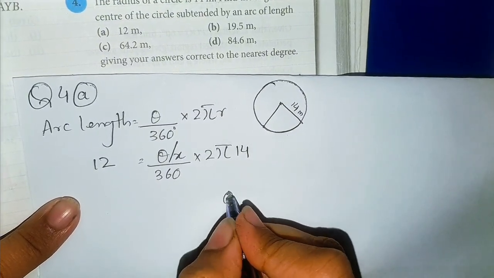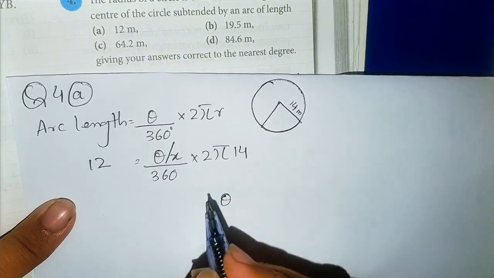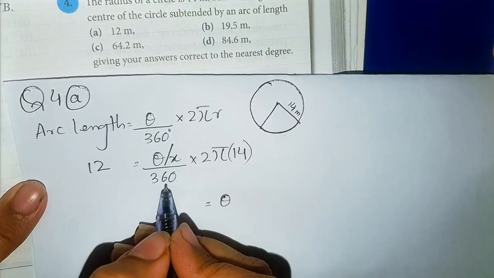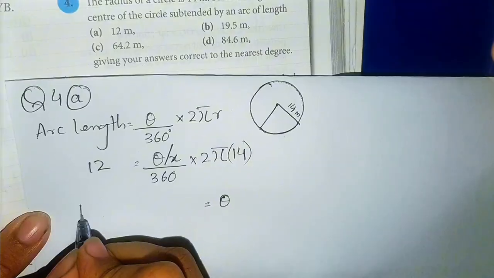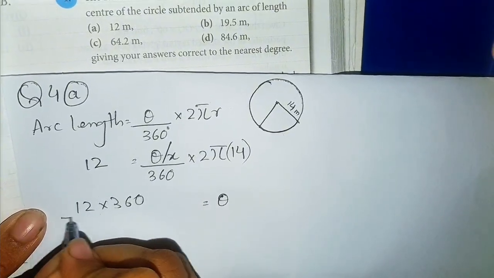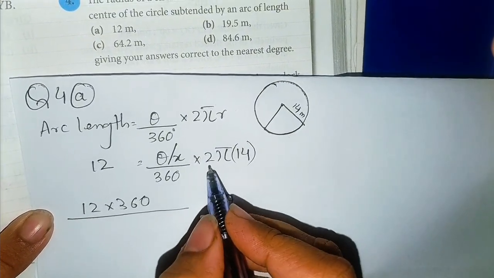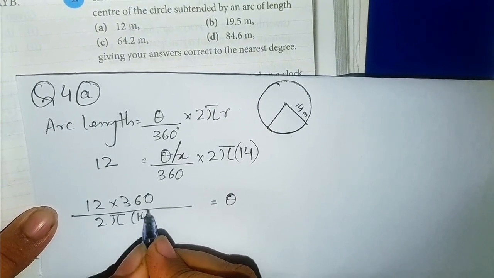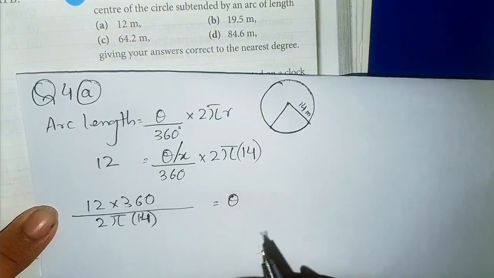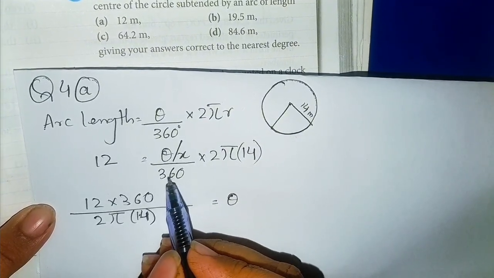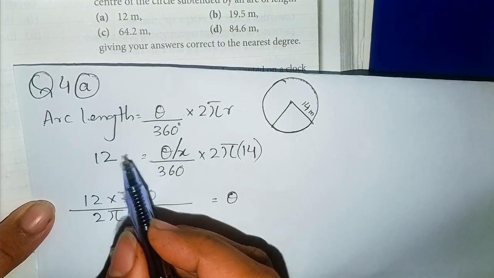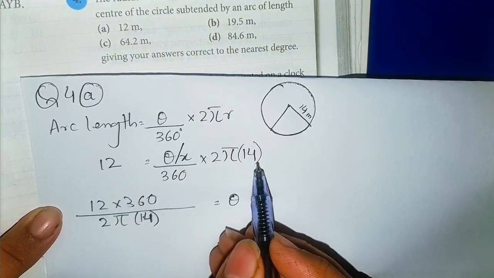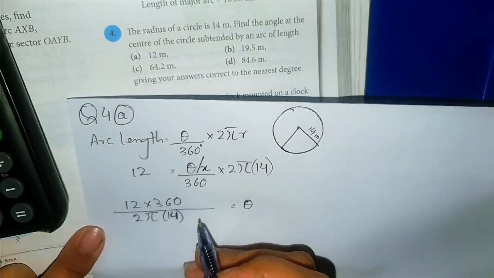So I'm making theta the subject, and the numbers which are multiplying over here will be divided on this side of the equation, and the number that is dividing will be multiplying. So 12 times 360 upon 2 pi and 14, or you can write 2 pi and 28 as well. 360 is dividing, I have shifted it on this side of the equation to make theta or x the subject, and 2 pi and 14 are multiplying over here. If we shift them on this side of the equation, they will be dividing.